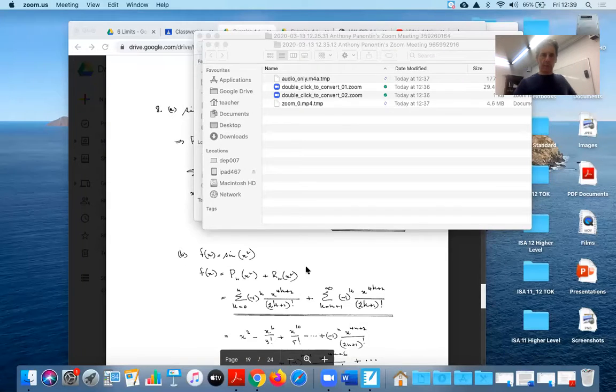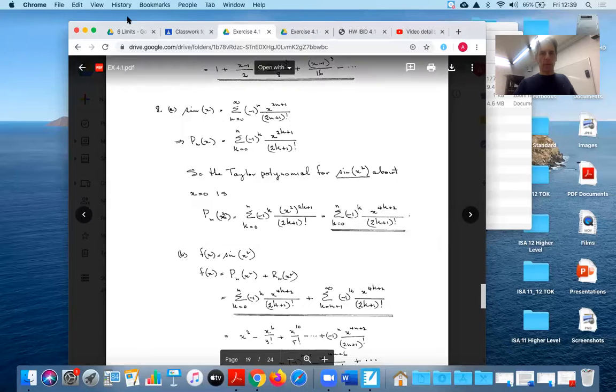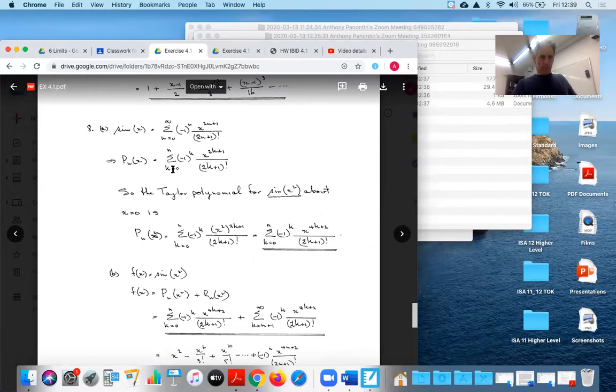All right, I want to correct with you guys one last question that's on the homework sheet, and that is from Ibid. Before I do, I'm going to share my screen here and show you that for Ibid, I want you to remember that all of the solutions are available in a PDF format. Here we're looking at the solution for exercise 4.1, number 8.